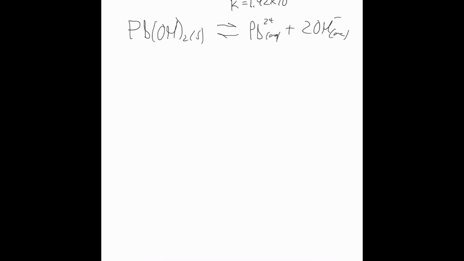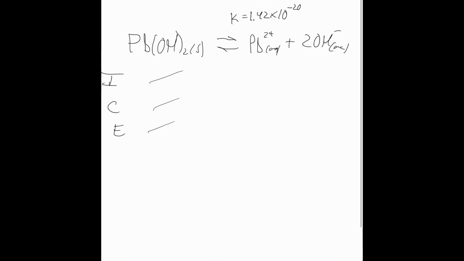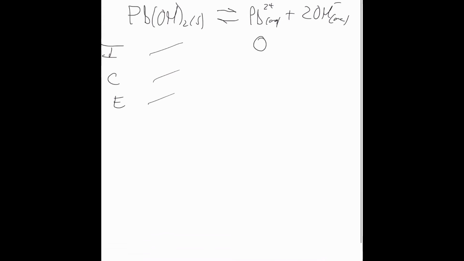We're going to use our ICE table, like we did in the last video: initial, change, and equilibrium. The solid, remember, doesn't matter because it's not affected in the equilibrium. It's heterogeneous. We're just going to dump some solid in, but we have initially 0 Pb2+ and 0 OH-.